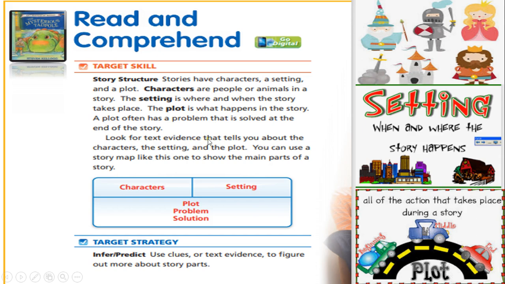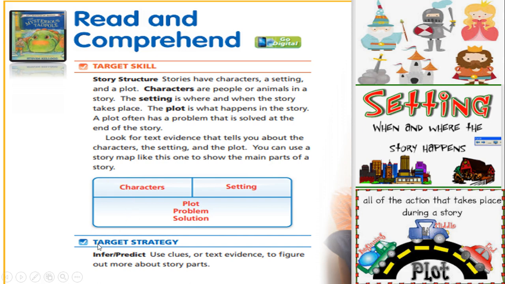Look for text evidence that tells you about the characters, the setting, and the plot. You can use a story map like this one to show the main parts of a story. So in our story, The Mysterious Tadpole, I need you to find where the characters are, where the story happened and when, and if we have a problem, I need you to point out the plot of the story. And at the end, I need you to start guessing what the solution will be before the story suggests it. Alright, now let's move on.